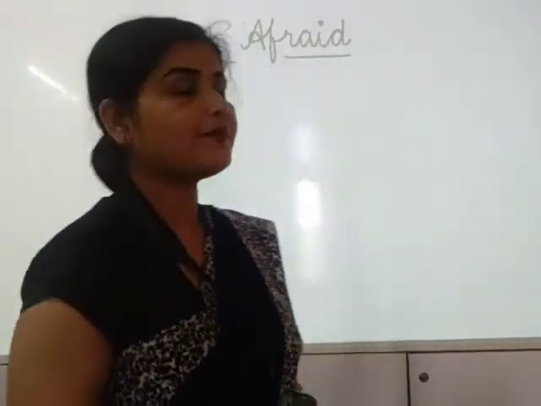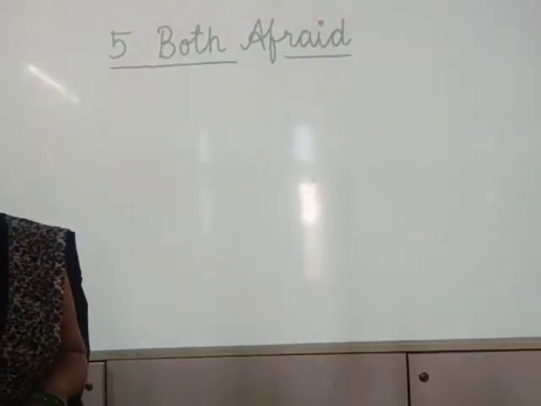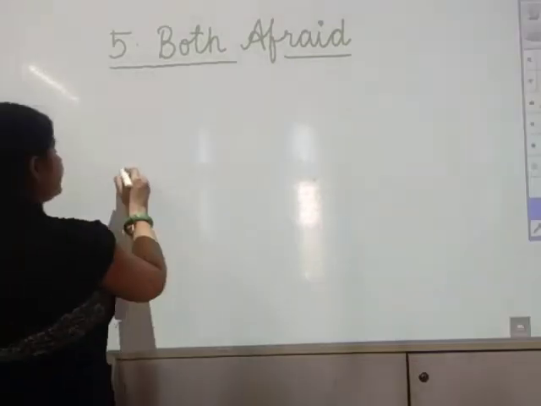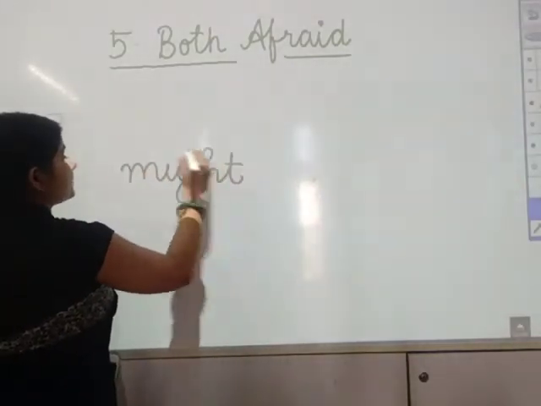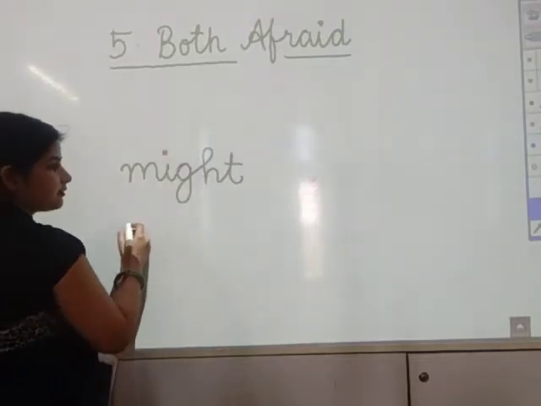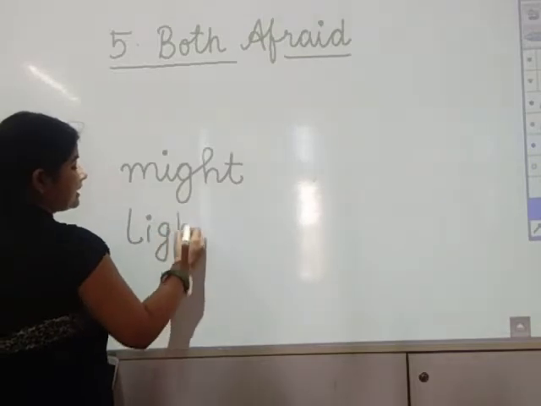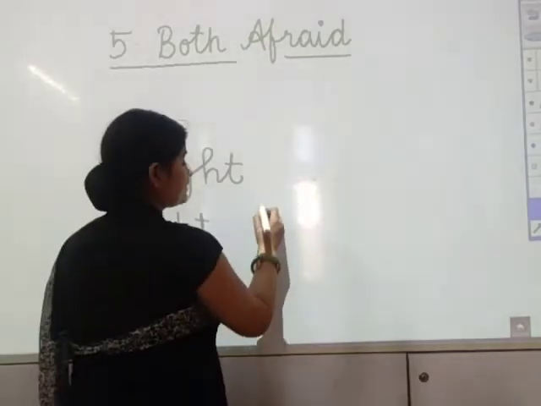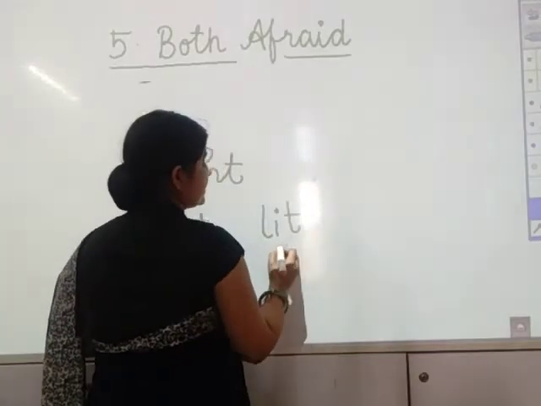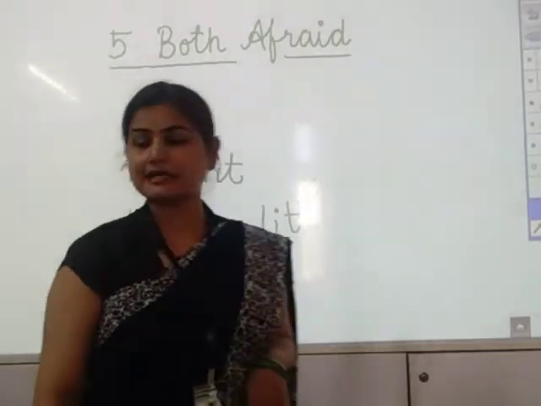They have a specific spelling rule that you saw in the book, like when it was M-I-G-H-T, it was might. L-I-G-H-T, it was light. That means they were the long I sound. But when we write L-I-T, it is lit. So here it is long I sound and here it is short I sound.